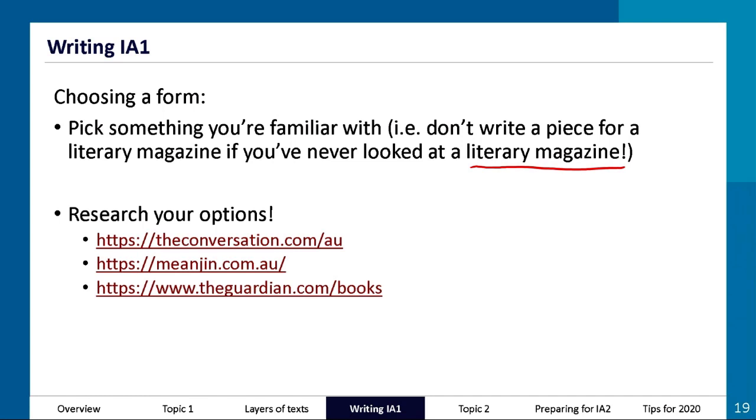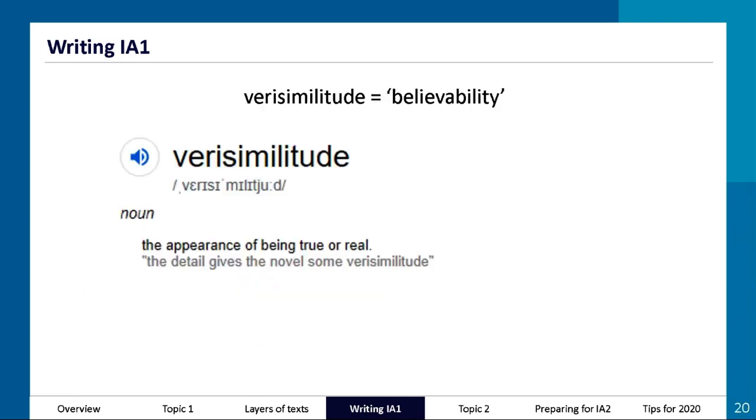even just like newspaper websites and their books sections. These are probably more like reviews than articles or essays, but you can get a bit of both sometimes. The reason why I'm recommending research is because you have to be wary of verisimilitude, which is a fancy word for believability. How believable is your piece?